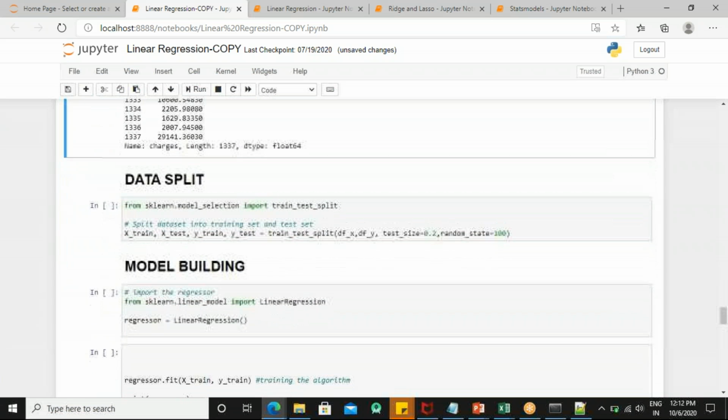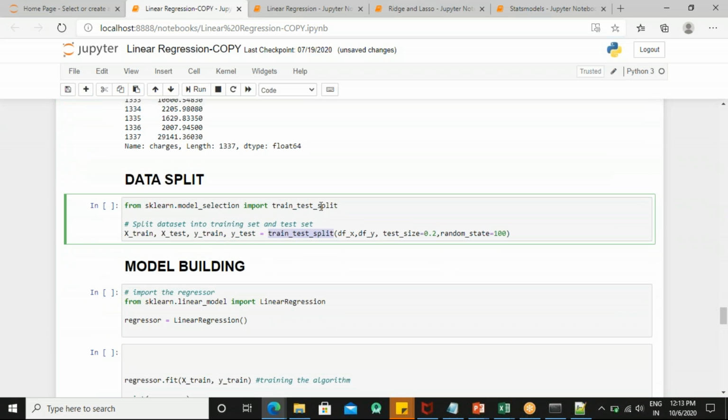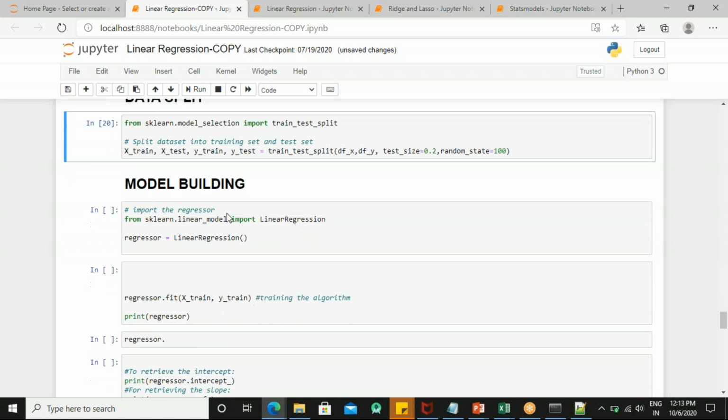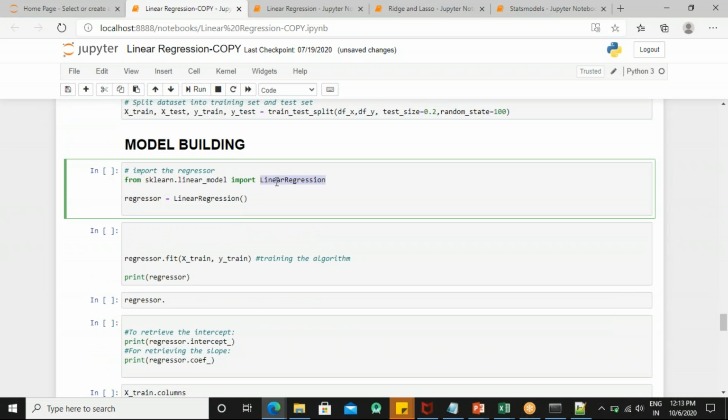Then I did certain splitting. I'm doing train test split, like you guys have been doing it for long. Again, not going into that. So from here our work starts: model building.